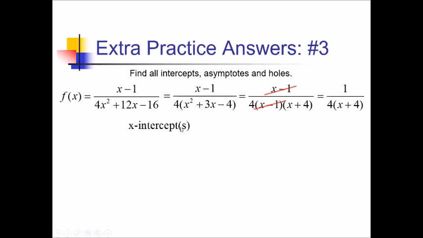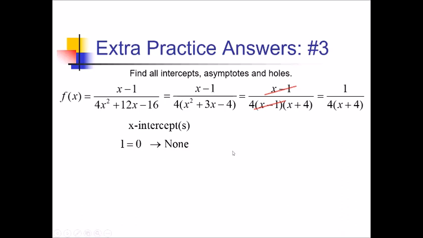So for x-intercepts, we need to take the simplified numerator and set it equal to 0 to see if there's anything that zeroes out the fraction. And we see that when we do that, 1 actually does not equal 0. So there are no intercepts. If there's no variable upstairs, there's no way to make the fraction 0, unless the thing upstairs is 0, but it's not. So no x-intercepts.